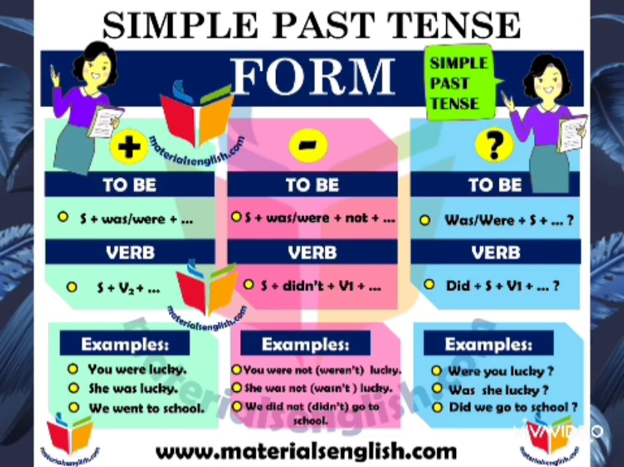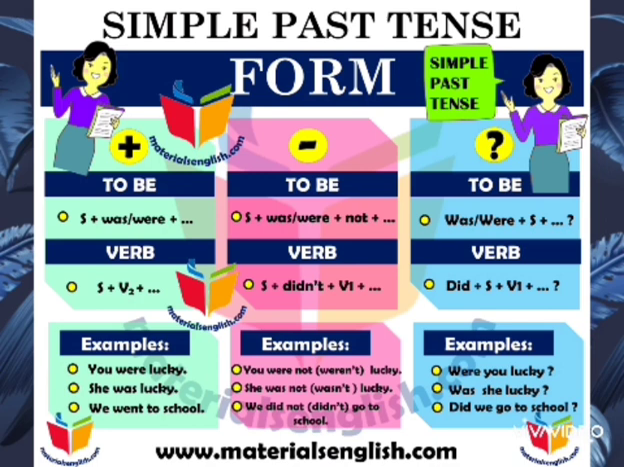Then negative sentence: subject plus was or were, it depends upon the subject, plus not, as it is negative, plus rest of the sentence or object. Or subject plus didn't plus V1. After didn't, you have to use V1 plus rest of the sentence. You were not lucky. She was not lucky. Was or were depends upon the subject. We didn't go to the school. After didn't, you have to use the present form of the main verb.